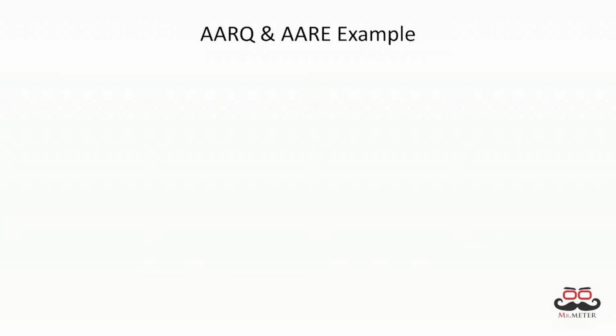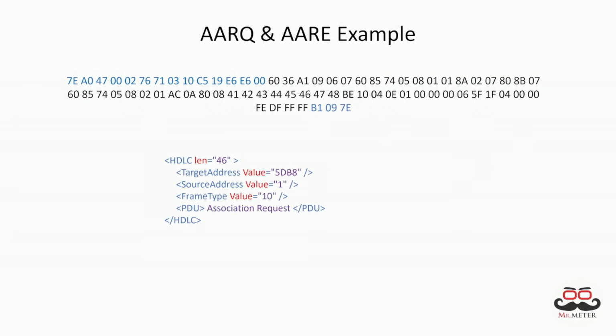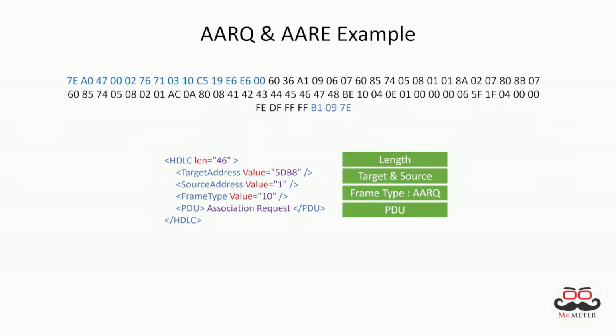Okay, let's look at a sample AARQ and AARE packet. This packet, as you see, is a packet where a client is trying to connect to an electricity meter. The highlighted parts are the ones that we're going to talk about. We are going to do the analysis step by step. The highlighted parts contain the target address and the source address, the length of the packet, and the frame type, which is the AARQ, and the PDU, which contains the association request we are talking about.